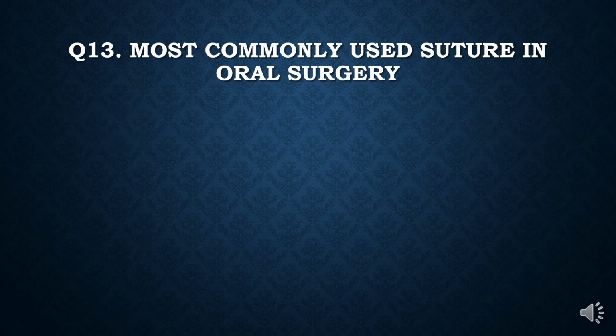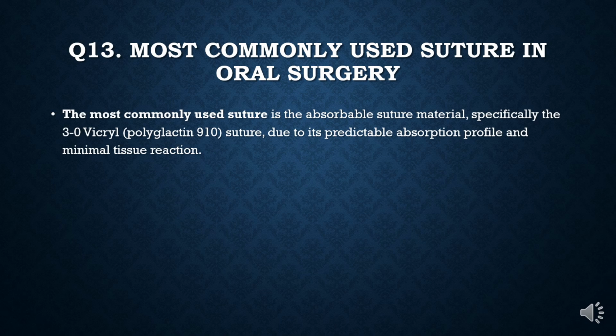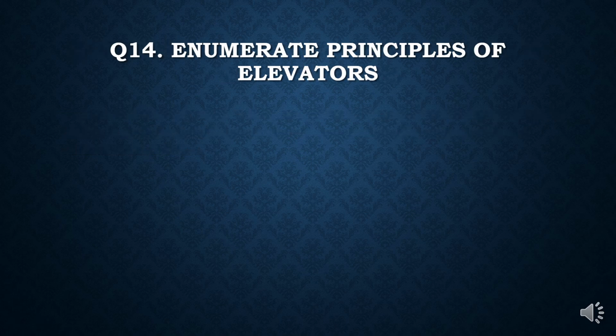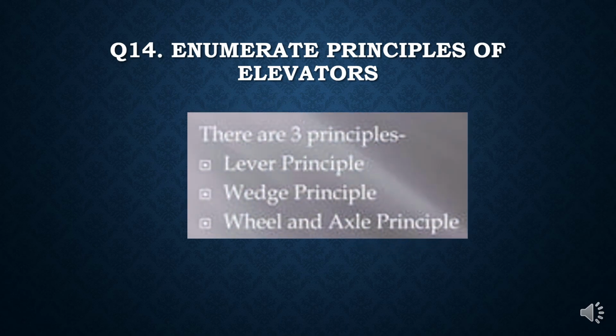Number 13 is most commonly used suture in oral surgery is the absorbable suture material, specifically the 3-0 Vicryl, also called polyglactin 910 suture due to its predictable absorption profile and minimal tissue reaction. Next question is enumerate principles of elevators. There are 3 principles: lever principle, wedge principle, and wheel and axle principle.